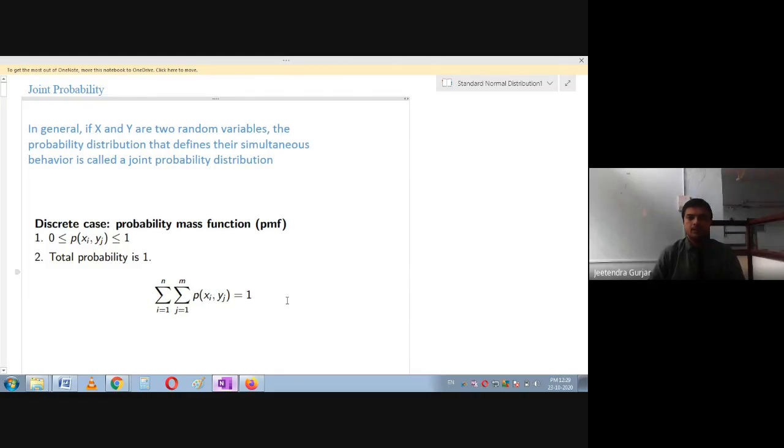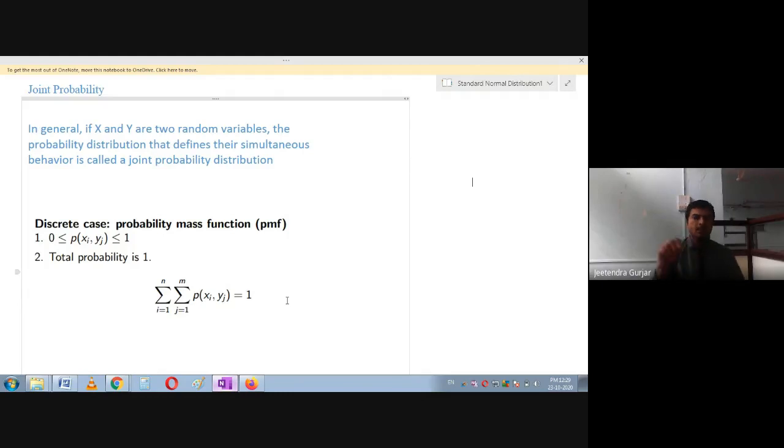There are two random variables in a joint probability distribution. In the earlier case we came with one random variable and calculated the mean, the variance, and the distribution. In the same way, here in the joint probability distribution, there are two random variables. We are going to calculate the probability mass function for two random variables, taking both random variables simultaneously.